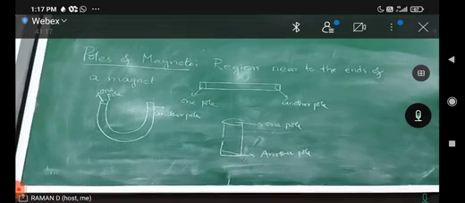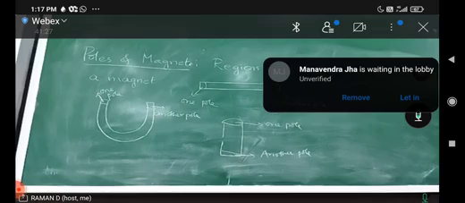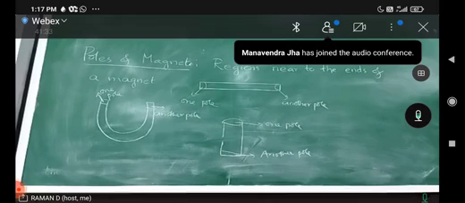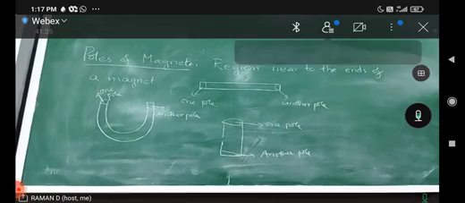So if you look at what is a pole, the region near to the end of a magnet. So there are two ends. So there are two regions that are near to these ends. So both these regions near to the ends are known as poles of that magnet.